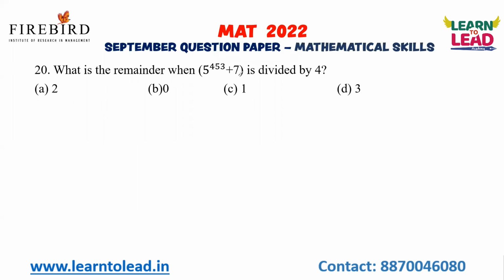What is the remainder when 5 to the power 453 plus 7 is divided by 4? See, 5 to the power 1. Can you tell me what is 5 to the power 1? 5. 5 square, 25. 5 cube, 125.